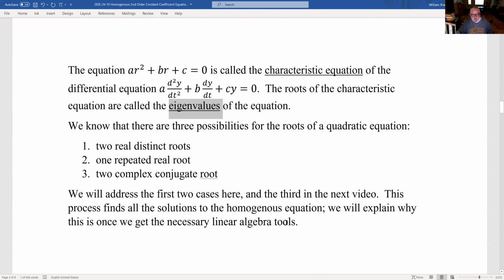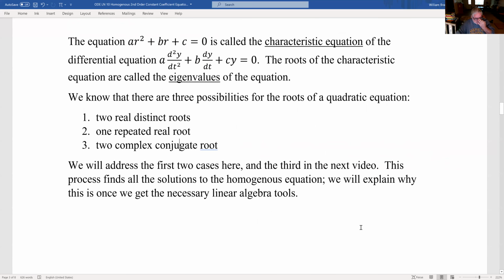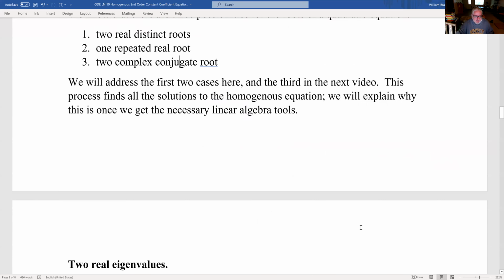And we know, because we've done lots of stuff with quadratic equations, there's 3 possibilities: 2 distinct real roots, 1 repeated real root, 2 complex conjugate roots. So we're going to look at these 2 cases here first, and then we'll go to complex conjugates next. This process is going to get all the solutions to the homogeneous equation, and once we get the necessary linear algebra tools, we can say why that is.